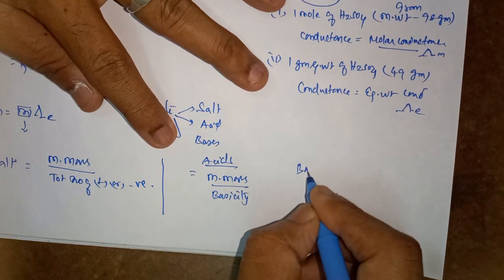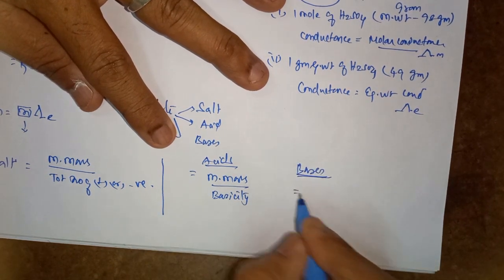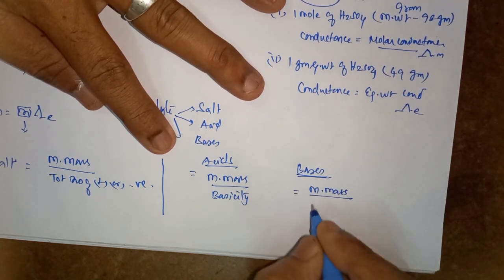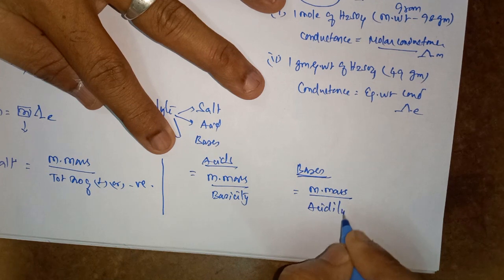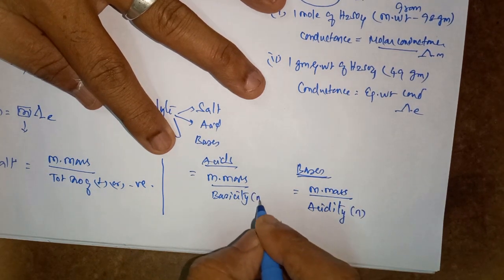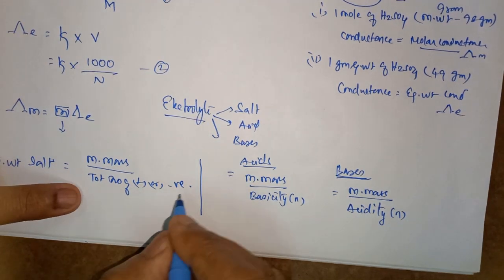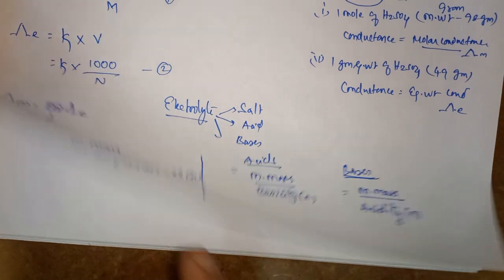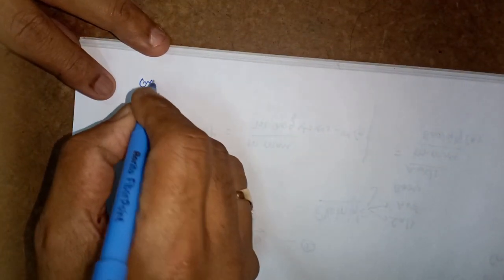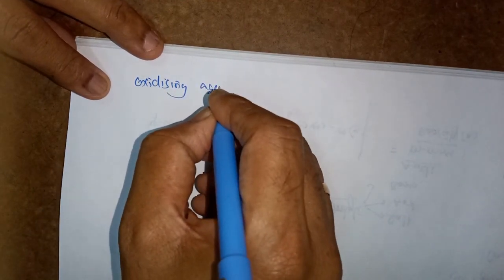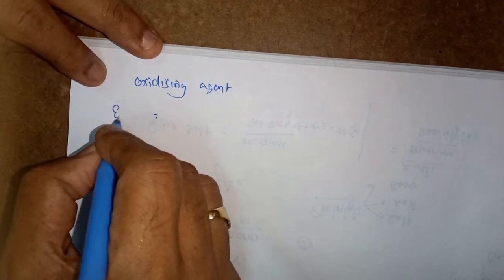Then you come to bases. What is the equivalent weight of a base? For that, it is molar or molecular mass divided by acidity. This acidity is called n, this basicity is called n, and this total number of either positive or negative charge is called n. Then if the salt is an oxidizing agent, go for the formula for equivalent weight.